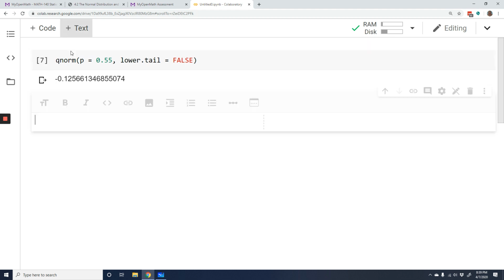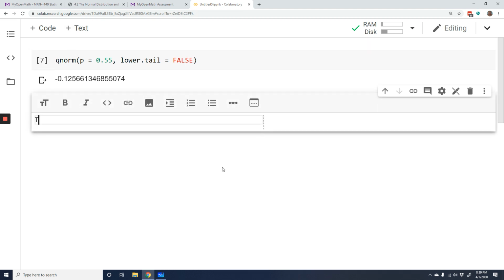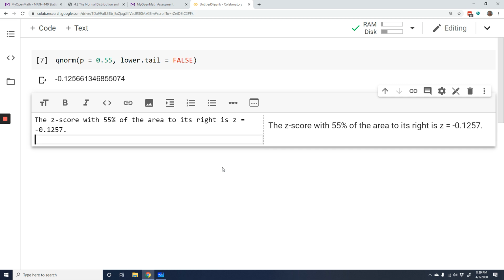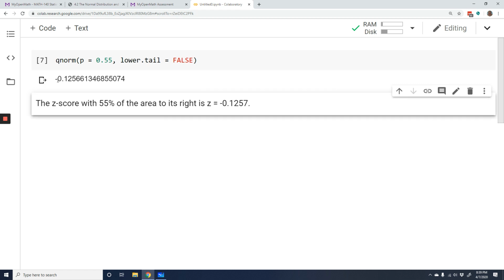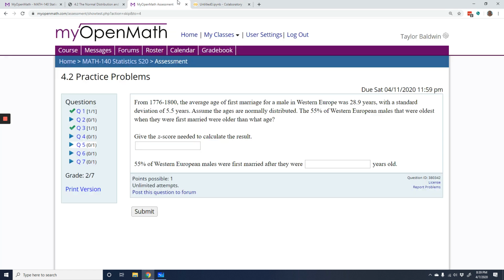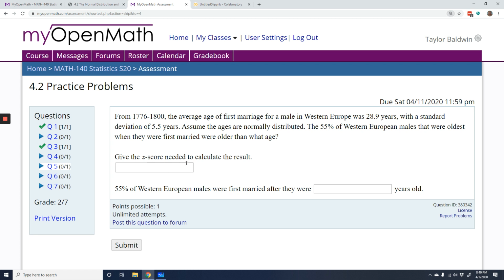The z-score with 55% of the area to its right is z equals negative 0.1257, about, rounding off. Let's copy and paste that. That's going to be our first answer. So go to MyOpenMath and give the z-score. Now again, if you knock off these digits, you'll probably be just fine, but just to be safe, best to copy and paste it all.